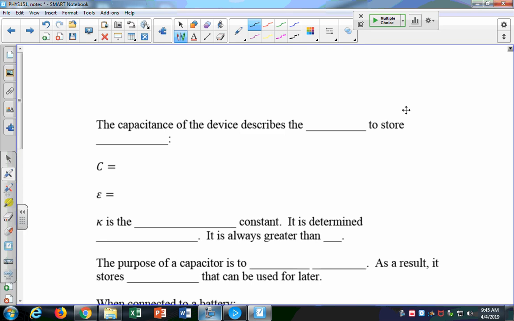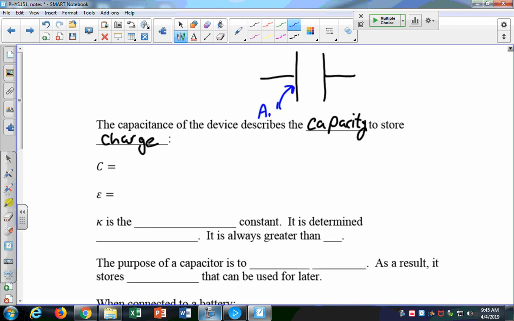And the capacitor is sort of similar, except instead of cookies, we have charges. And the capacitor can only hold so many charges. So the capacitance of the device describes its capacity to store charge. And we'll have two measurements of the capacitor. One is the area of the plate. And two, we have the distance between the plates.